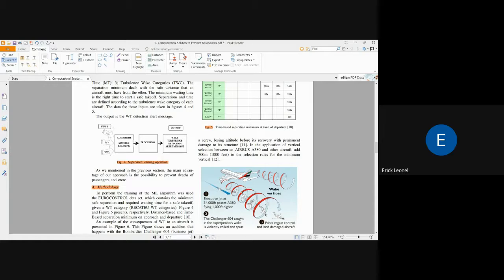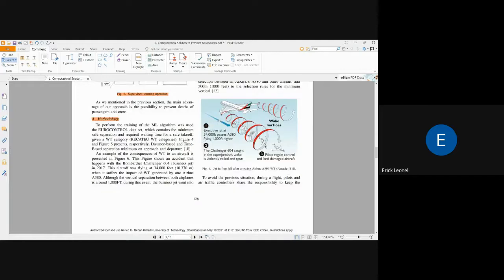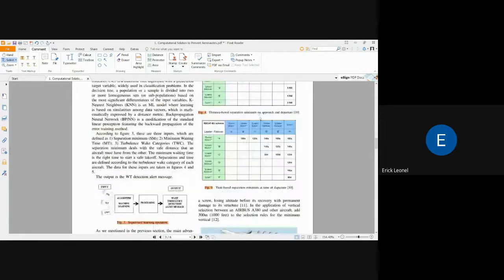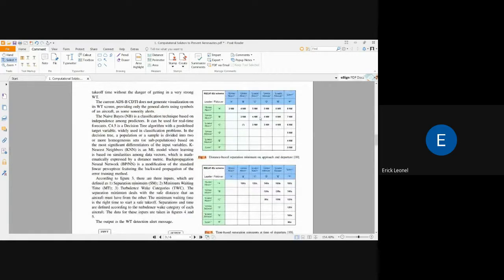There are three inputs, which are defined as separation minimum, minimum waiting time, and turbulence wake categories. The output is a wake turbulence detection alarm message. Regarding methodology, to perform the training of the machine learning algorithm the Eurocontrol data set was used, as we see here in tables 4 and 5, which contain the minimum safe separation or required waiting time for a safe takeoff, given a wake turbulence category.